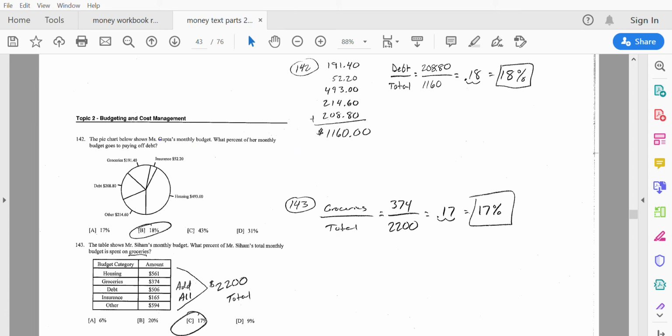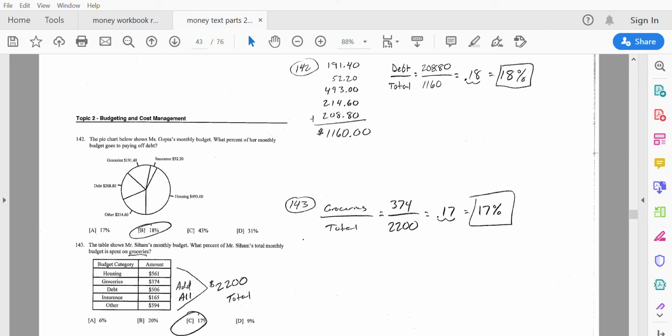So again, I take all of these amounts, including the debt. That's included in the total. We add it all up, and that goes on the bottom. We divide 208.80 divided by 1,160. You're going to get exactly 0.18. Move it 2 to the right, and it's your 18%, letter B.